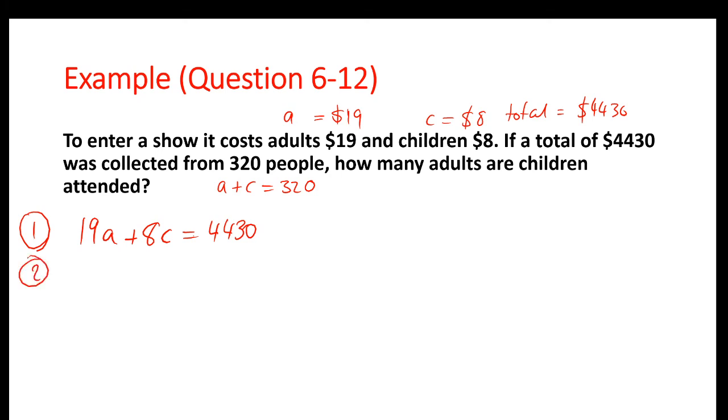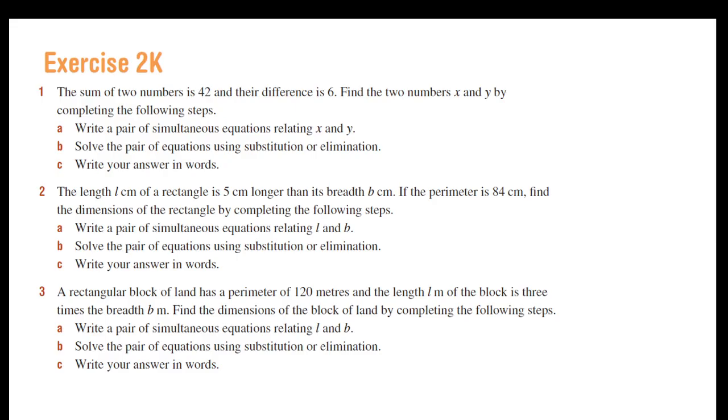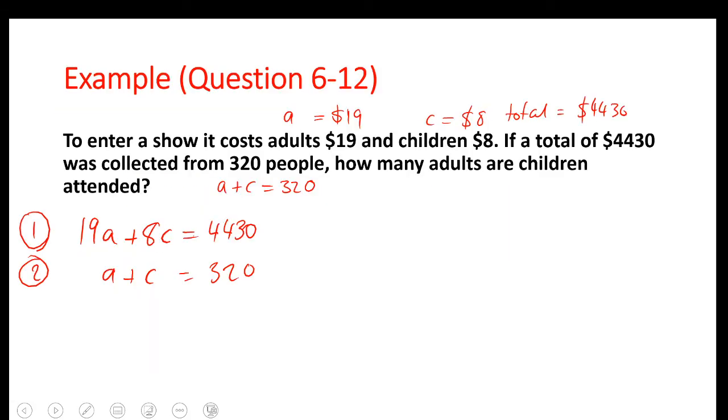Equation number 2 is the other one. A plus C is equal to 320. So the amount of adults plus the amount of children is equal to 320. So what we're going to do now is solve these simultaneously, by multiplying either the A or the C, one of the values. I think it's going to be easier to multiply everything by 8 on the bottom one. Because I've got 8C and only 1C, I could multiply everything by 19, but 8 is a smaller number, so that might be better to do.